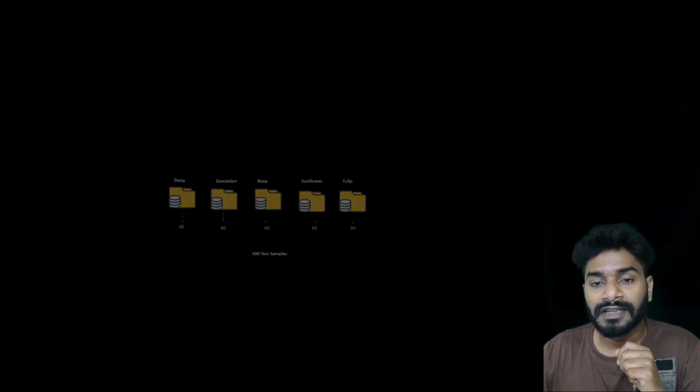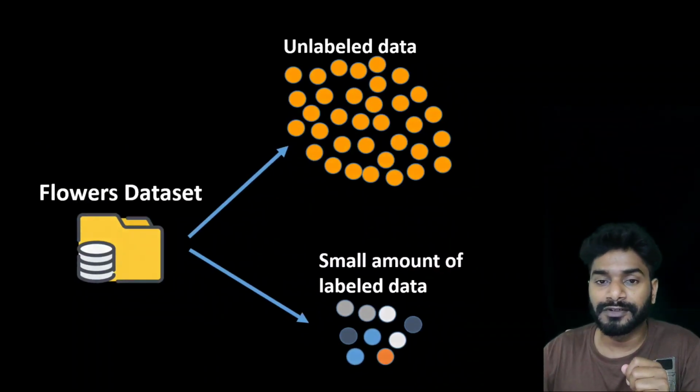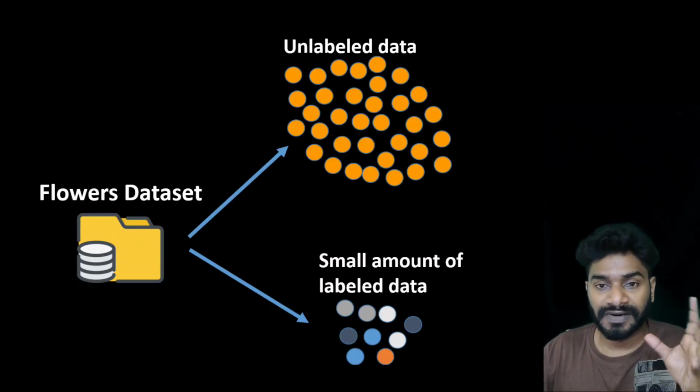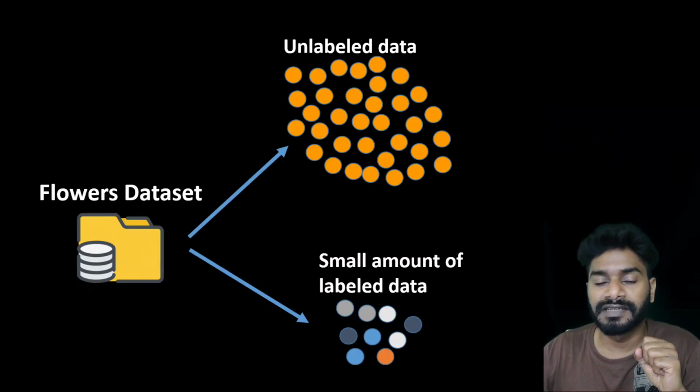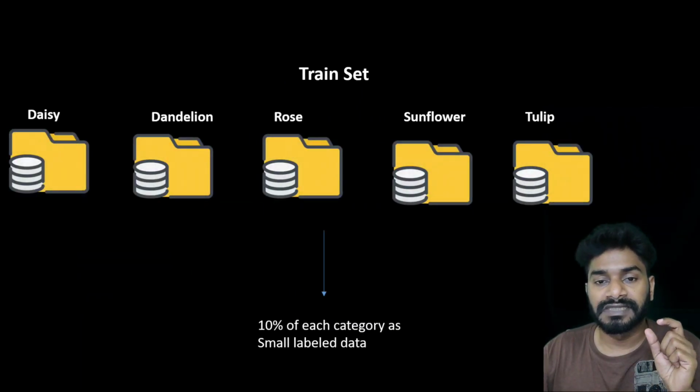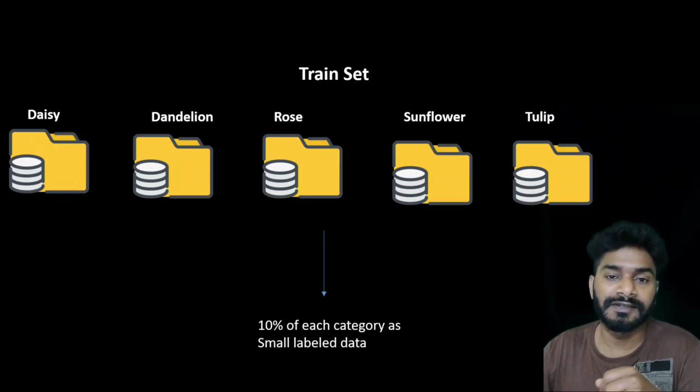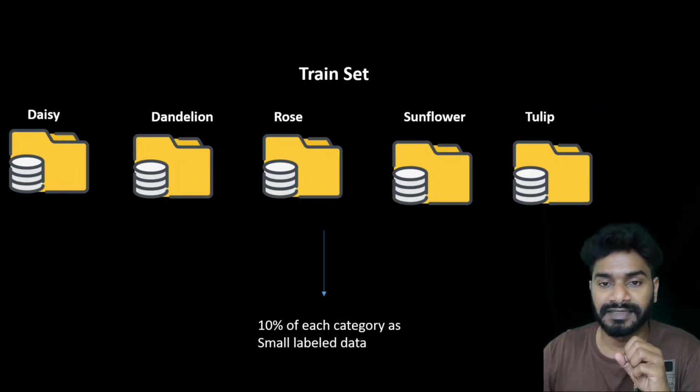Now further, to emulate the scenario of learning from a good amount of unlabeled data and a small amount of labeled data, what I did was from the remaining training set, I just took 10% of samples from each of the flower categories and formed a small labeled data set, which I'll be using for training with the supervised learning. And obviously I'll do some pre-training with the RotNet based approach. So let's see how the working directory looks.